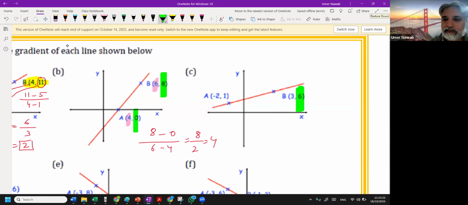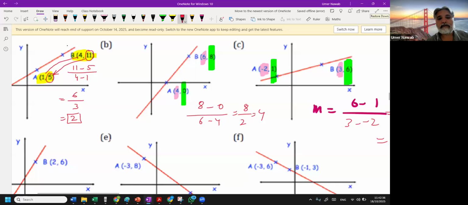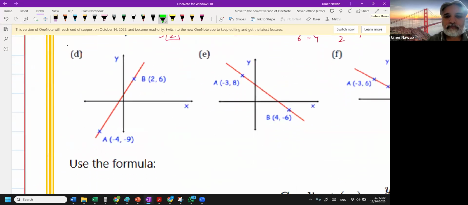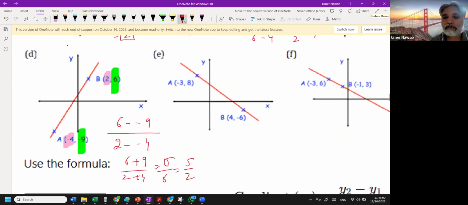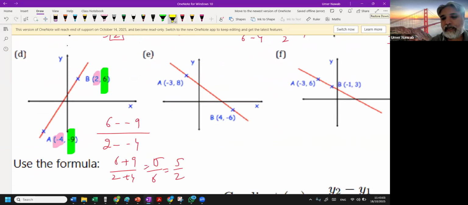Now, what are the y coordinates? 6 and 1. What is the gradient? 6 minus 1 over 3 minus 2. I'm going to write 3 minus 2, and that will give you 5 over 5, which is 1. So I found the gradient. Now, it gives you 6 and -9. I will write 6 minus -9 over 2 minus -4. So 6 plus 9, 2 plus 4, 15 over 6, and then I can write it as 5 over 2 or 2.5.